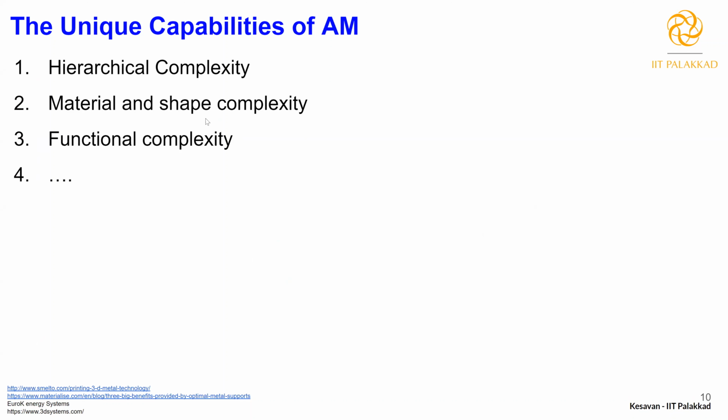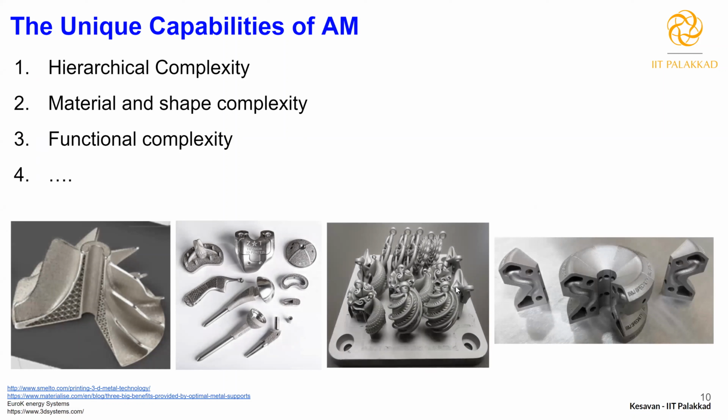And second is materials and shape complexity. And the third is functional complexity. I'll explain that with simple examples. If you look at some of the printed components, all these components are manufactured by additive manufacturing.